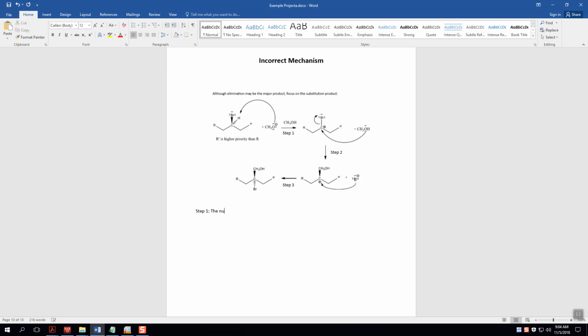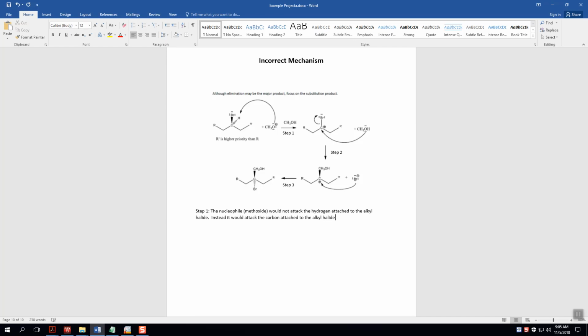The nucleophile methoxide would not attack the hydrogen attached to the alkyl halide. Instead, it would attack the carbon attached to the alkyl halide.